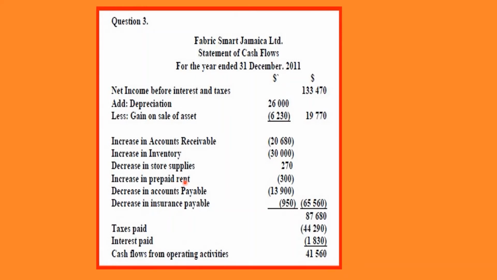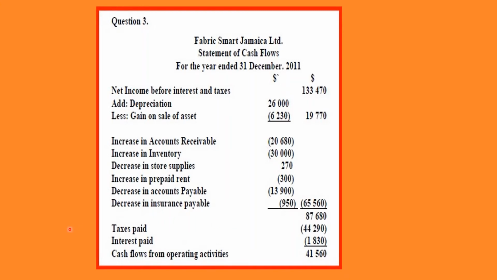An increase in prepaid rent means we paid more rent than we were supposed to. It's an outflow of cash. Decrease in accounts payable is another outflow of cash. It means we paid some of our accounts payable. Same applies to the insurance payable. So when we add this column down, we will get a total outflow of cash of 65,580, and we can add these down now, and there is an inflow of cash of 87,680.